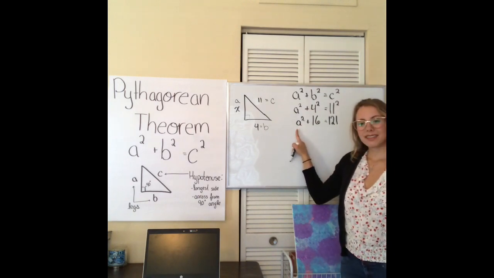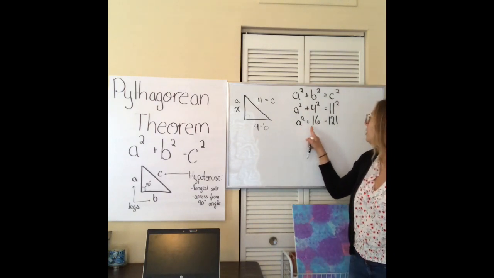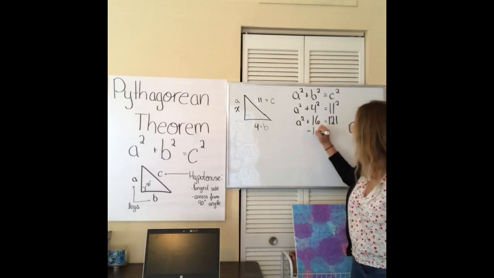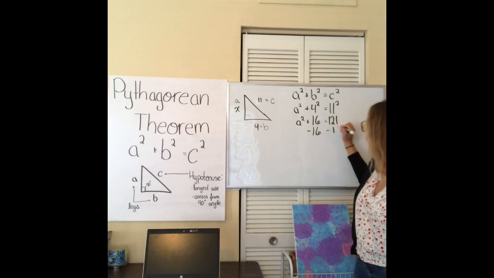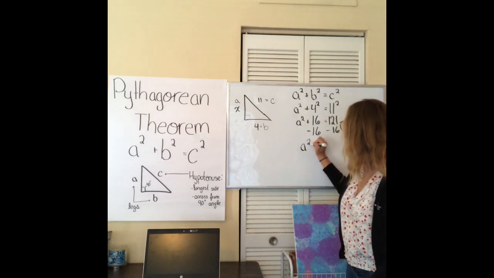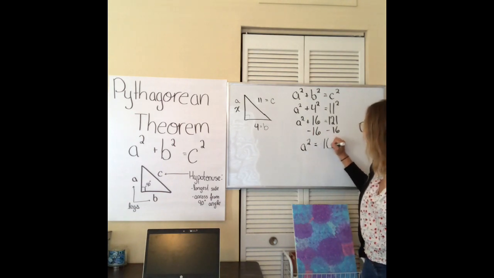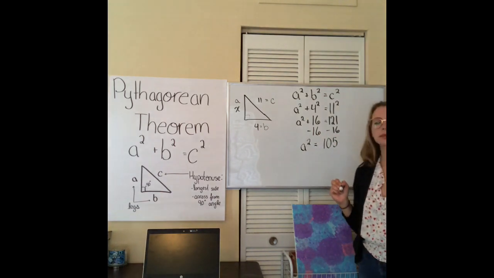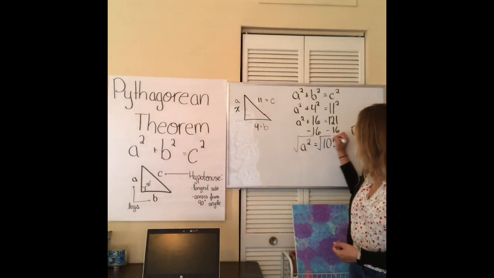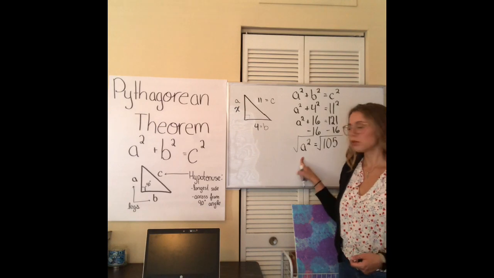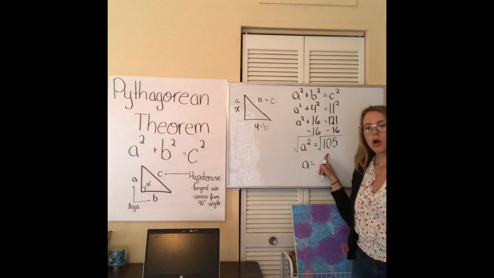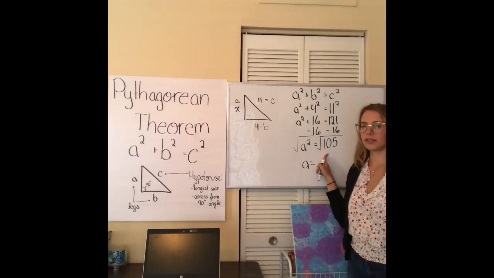Now, if I want to get this variable by itself, I need to move the 16 to the other side of the equation by doing the inverse operation. I'll subtract 16 from both sides. I end up with A squared equals 105. And now I need to take the square root of both sides to get this A by itself. So I end up with A equals, whoa, 105 is not a perfect square.